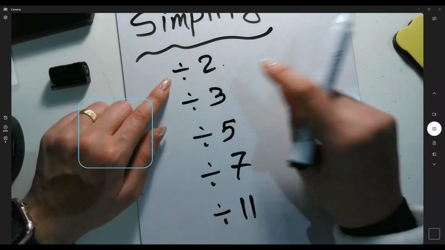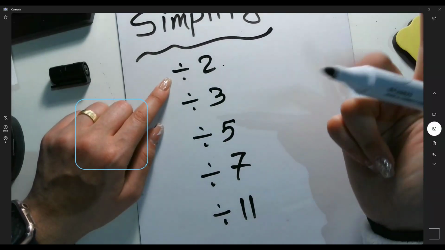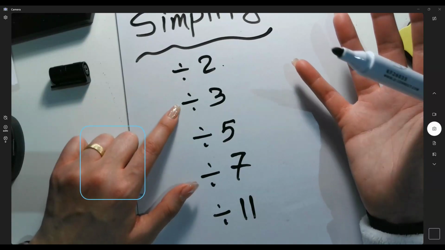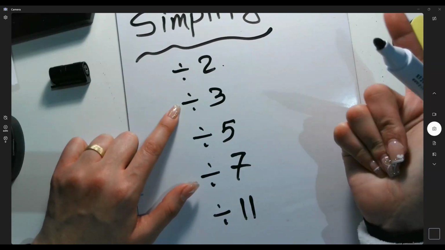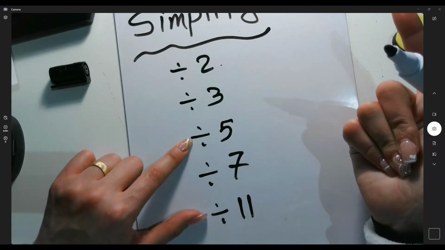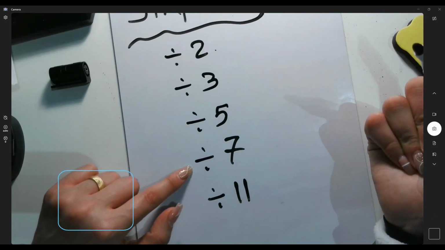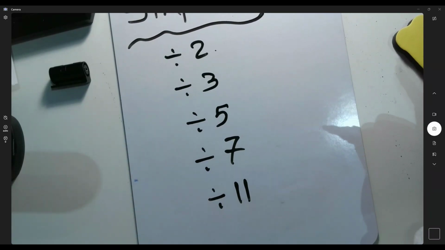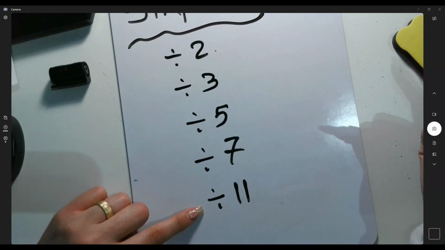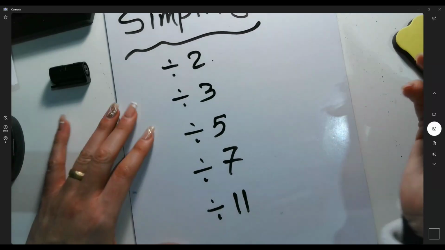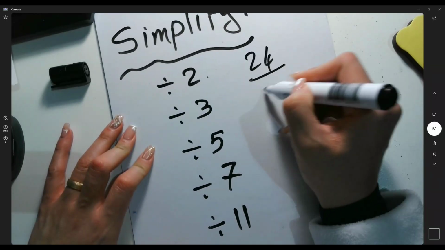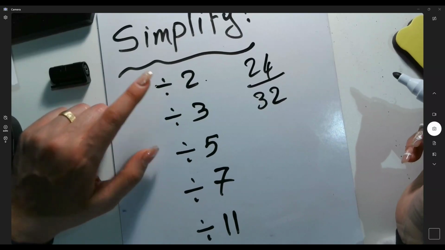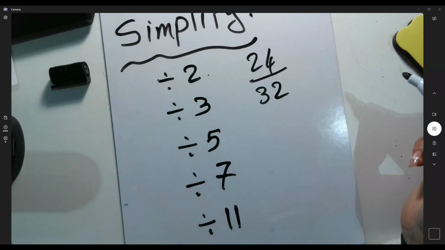If I can divide the number by 2, I cancel 2, 4, 6, 8, and 10. If I divide it by 3, I cancel 3, 6, 9. If I divide by 5, it's 5 and 10. If I divide by 7, it's the one and only number. If I divide by 11, again, it has its own unique timetable. So if I said 24 divided by 32, put it in its simplest form, you always start from the top: 2, 3, 5, 7, 11. This is the first thing you think of.